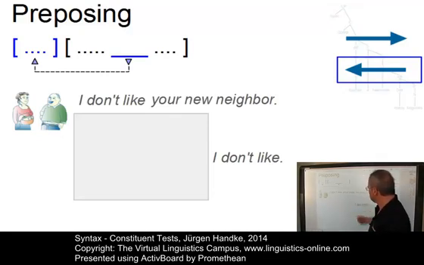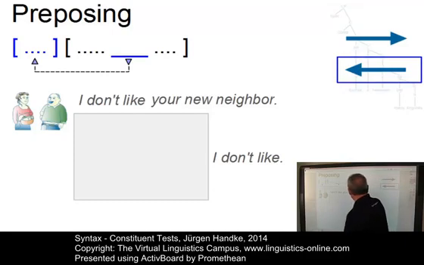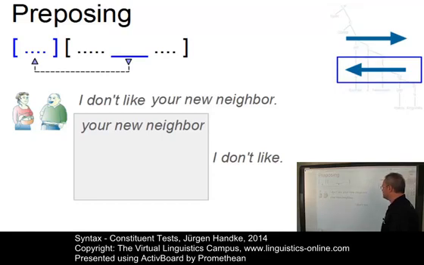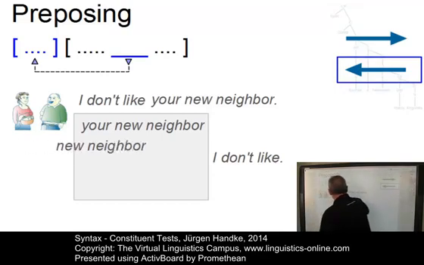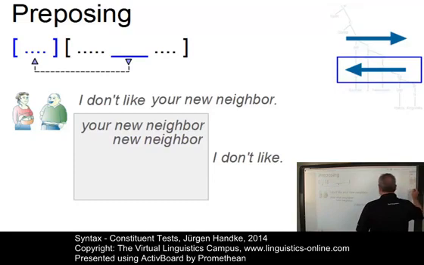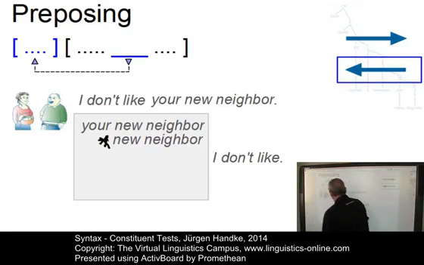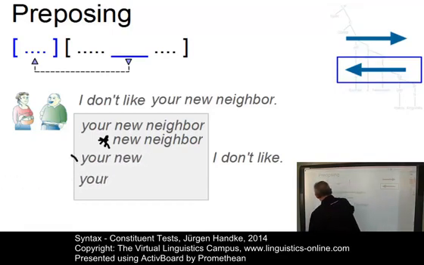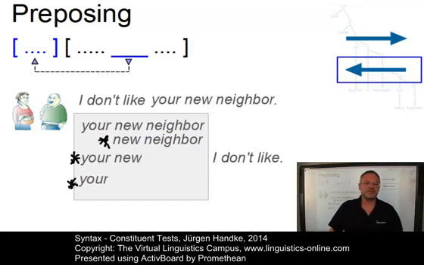Let's now prepose several items. For example, your new neighbor, and this clearly works. Your new neighbor I don't like. If we prepose new neighbor, well, then the result clearly is ungrammatical. Your new doesn't work, and neither does just your. So in other words, since only your new neighbor works, we have reasons to believe that it is a constituent, so it is only the entire constituent, your new neighbor, that can be preposed and not just parts of it.